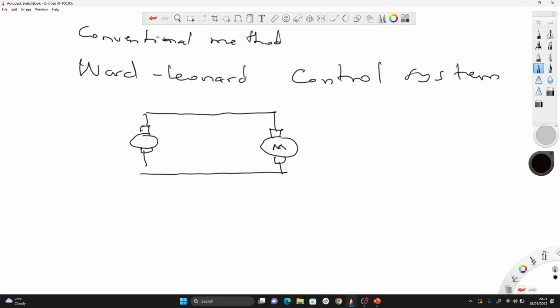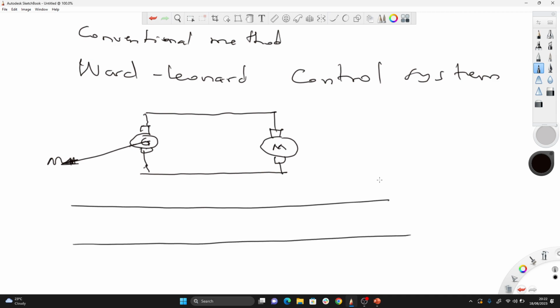So this is my generator. This is a generator driven by a motor, driven by some motor somewhere, right? Of course, a generator converts mechanical energy to electrical, so it's driven by a motor from somewhere. Now there is a constant voltage source here. So the field winding of the motor that I'm trying to control its speed picks its source from here.